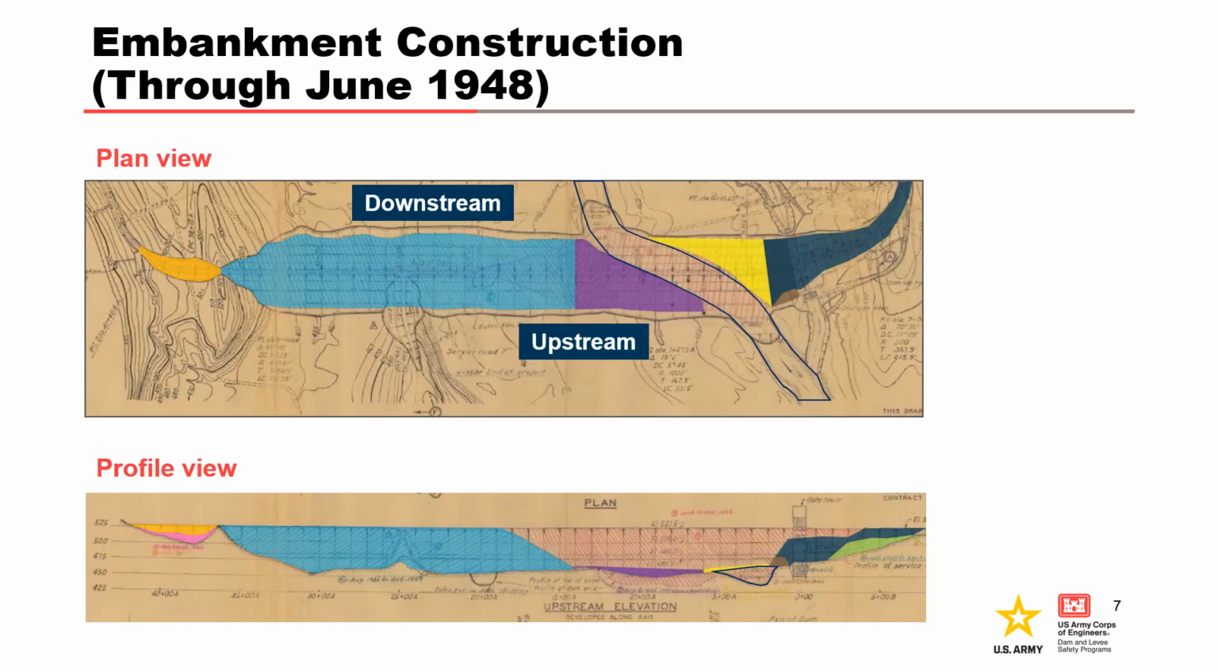Wister Dam was authorized in 1938, but the notice to proceed for construction was not received until 1946. Most of the embankment and outlet works were constructed over about 2 years, shown here in plan and profile. This shows the construction accomplished through June 1948.